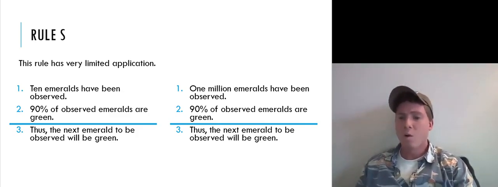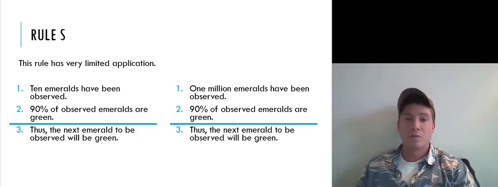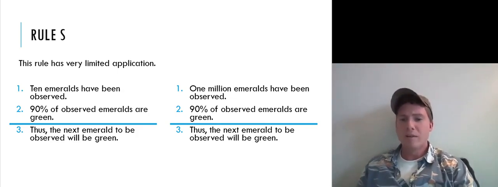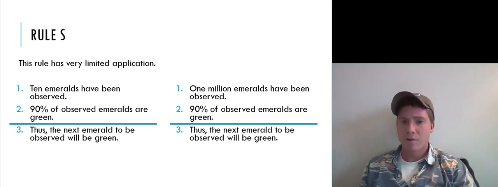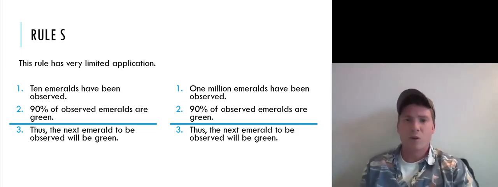Or consider the argument: 1 million emeralds have been observed, 90% of observed emeralds have been green, thus the next emerald to be observed will be green. Now, intuitively, we have two cases where the argument is claiming in the premises that 90% of observed emeralds have been green, but in one case, there's a very small data set with a very small sample size, only 10 emeralds. In the other case, it's much larger. We have 1 million emeralds. So intuitively, the second argument is going to be much stronger than the first argument, and we want that to be recognized in our scientific inductive logic, and rule S doesn't give us any way of recognizing that. So that's the first sort of issue that we want to be thinking about.